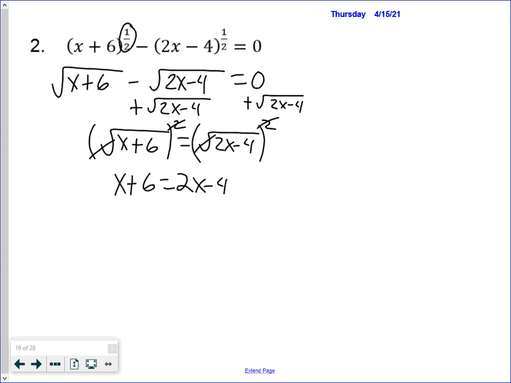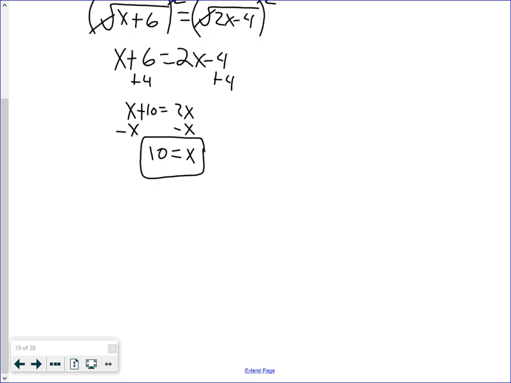We're going to add like terms. So I'm going to add 4 over. x plus 10 equals 2x minus x. 10 equals x. And that's going to be our solution for number 2. Or it's not our solution yet. We have to double check. Sorry about that. It could be an extraneous solution.